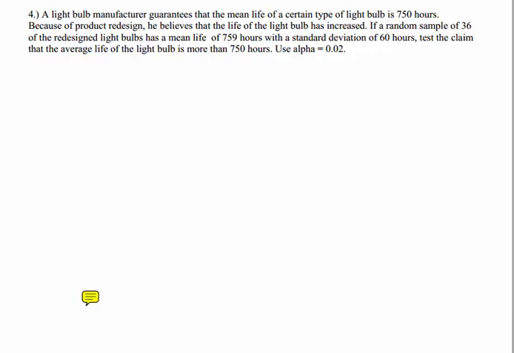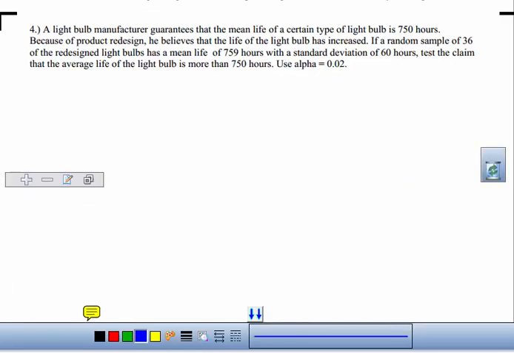All right, the problem reads, a light bulb manufacturer guarantees that the mean life of a certain type of light bulb is 750 hours. Because of product redesign, he believes that the life of the light bulb has increased. If a random sample of 36 of the redesigned light bulbs has a mean life of 759 hours with a standard deviation of 60 hours, test the claim that the average life of the light bulb is more than 750 hours.